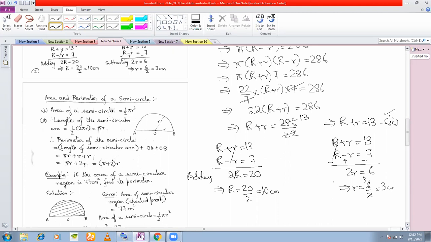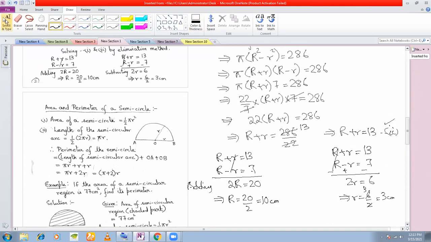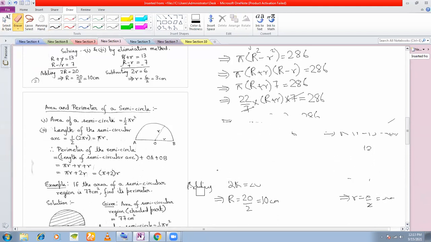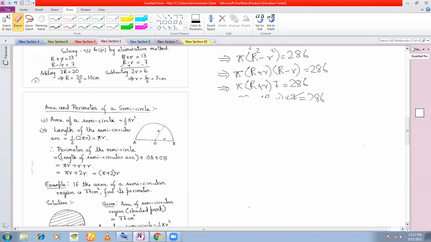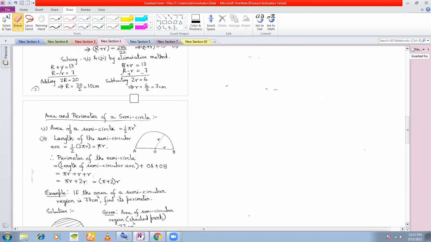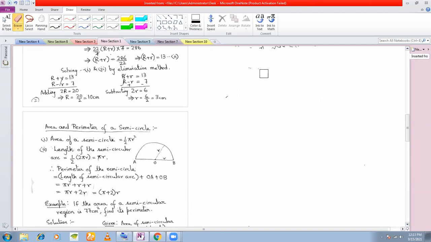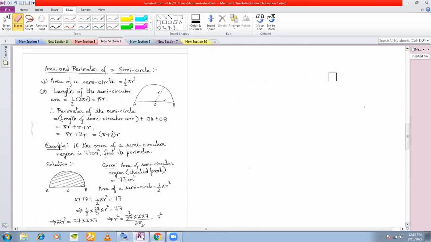Any questions here? No question? No, sir. Okay. Let's now move on to semicircle. What do you mean by semicircle? Half the circle is called a semicircle. Okay. What should be the area and perimeter of a semicircle? We'll see.